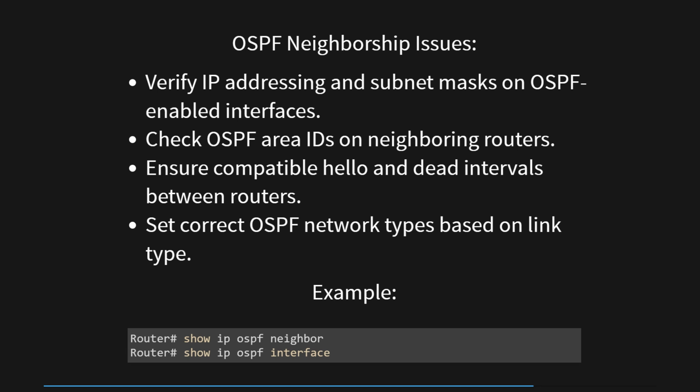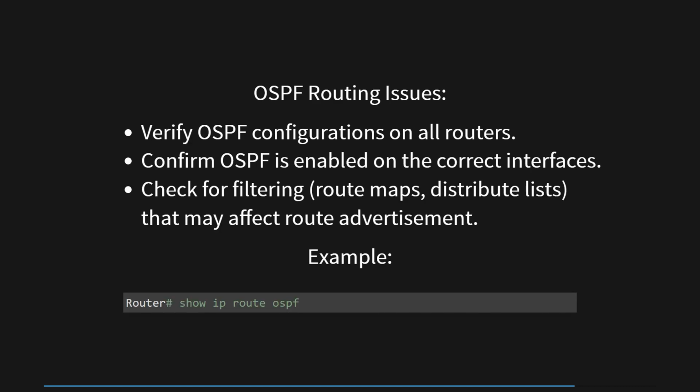Utilizing commands such as show ip ospf neighbor and show ip ospf interface on the router provides valuable information to diagnose and troubleshoot OSPF neighborship issues, helping network administrators identify misconfigurations or discrepancies, and facilitating the establishment of successful OSPF neighbor adjacencies.